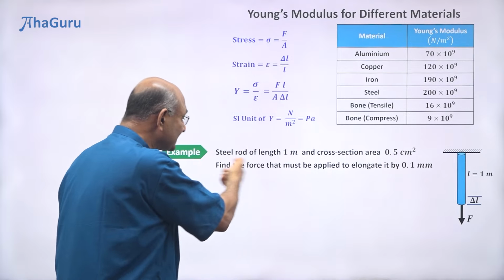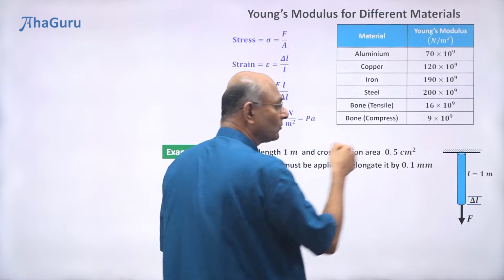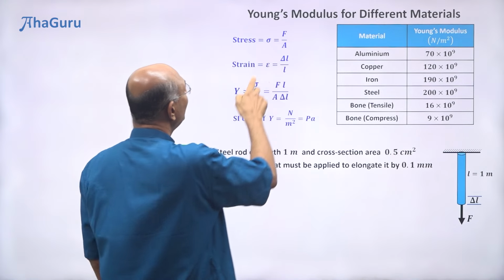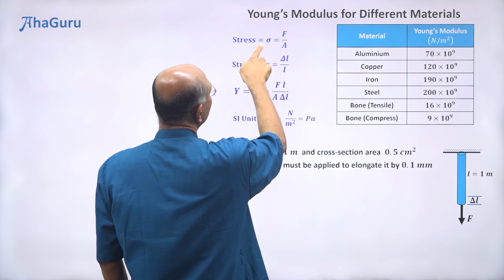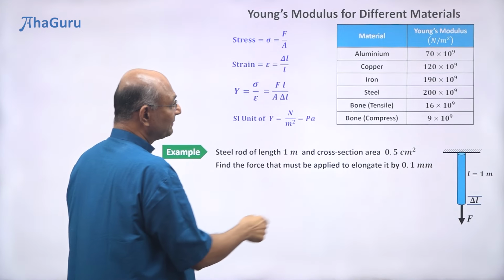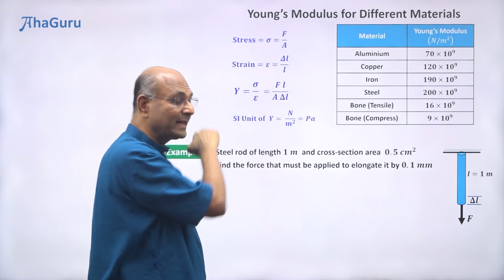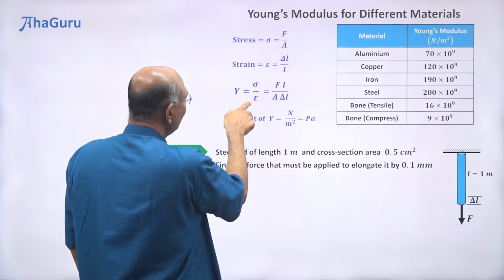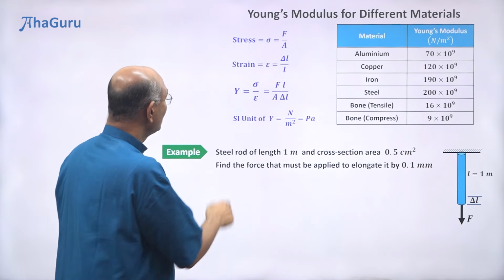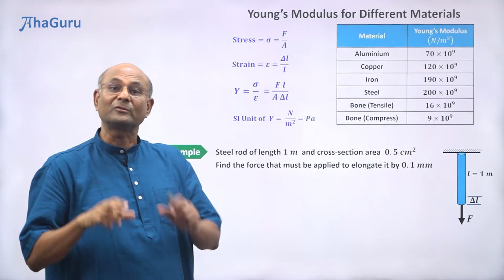That is not given. That is the question. I want to find the force that I must apply so that this delta L is equal to 0.1 millimeters. The question is to find the force. Well, if I know the stress, I can find the force. I don't know the stress. But with delta L and L, what can I find? I can find the strain. And then using the strain and Young's modulus value, that you know because steel, Young's modulus is given there, right? So using the Young's modulus value and the strain, I can find out the stress, and using the stress, I can find out the force. So that is the idea.